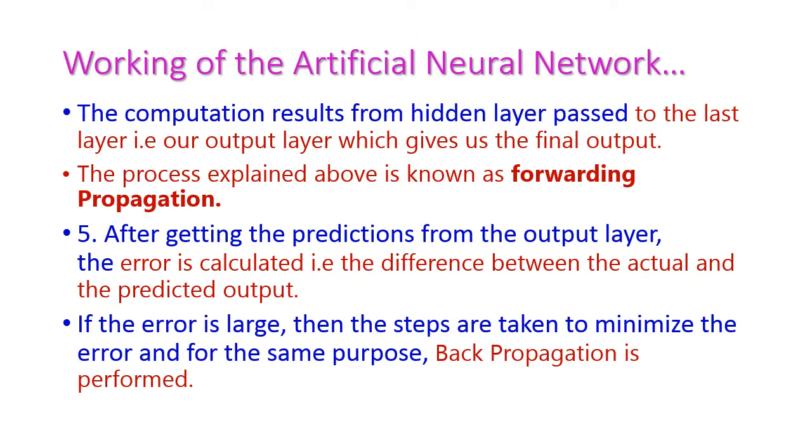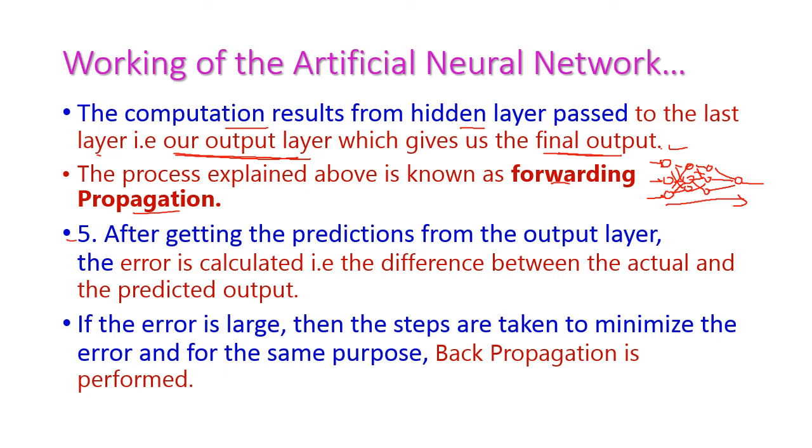Next, the computation result will be passed from the hidden layer to the last layer. Which is our last layer? The last layer is nothing but the output layer, isn't it? So the output layer will give the final output. The process explained above is known as forward propagation. That means from the input layer we pass the data to the hidden layer, from the hidden layer the data is passed to another hidden layer, and finally we get the final result from the output layer. So the data is passed from the input layer to the output layer. This is called forward propagation.